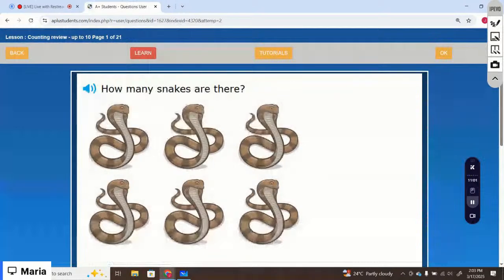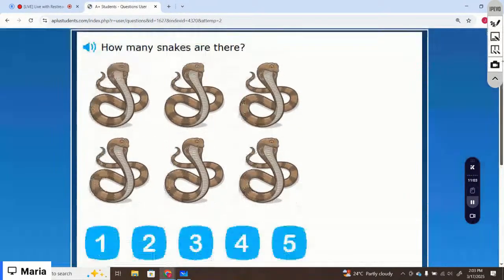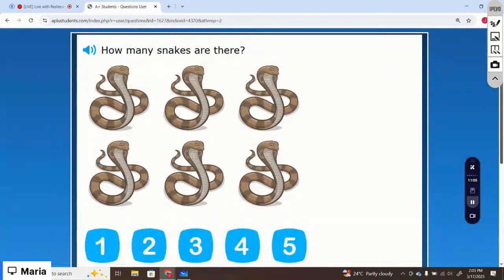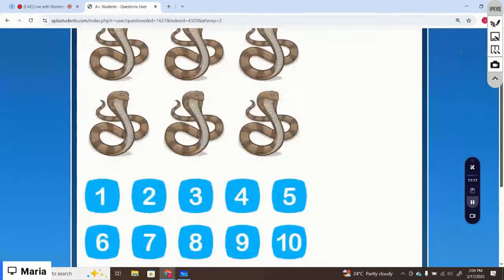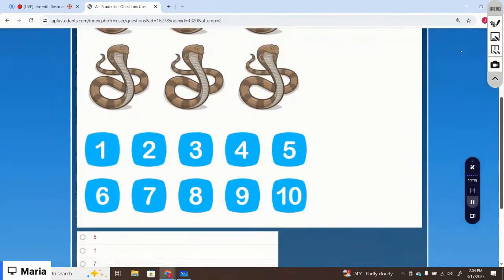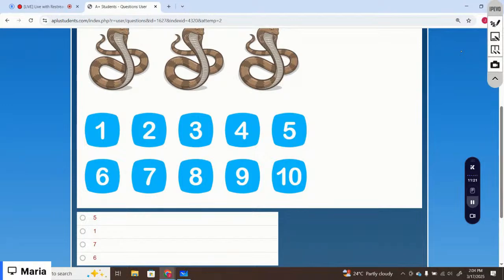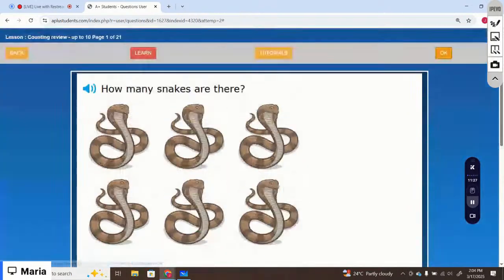Let's just start with the test questions. How many snakes are there? You need to count the snakes. There are 1, 2, 3, 4, 5, and 6. So there are 6 snakes. The correct option is 6. The last option is the correct option. There are 6 snakes.